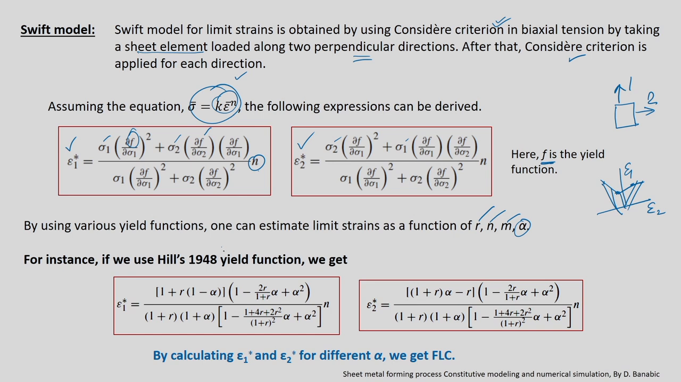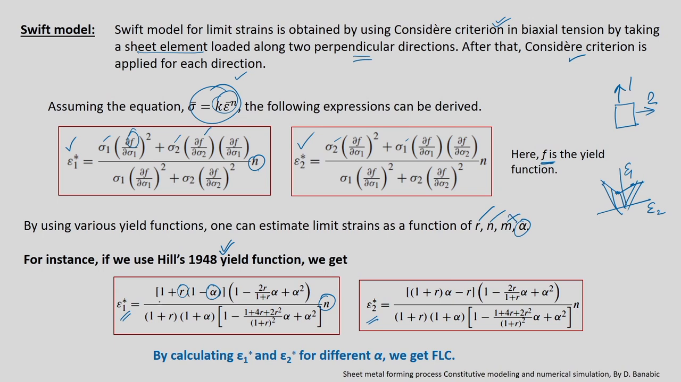And if you use Hill's 1948 yield function, the famous yield function, in place of F, then you will get a nice epsilon 1 star and 2 star expression. As I just now said, it becomes a function of R and alpha and n. Of course the strain hardening law does not have m, so m will not come here.